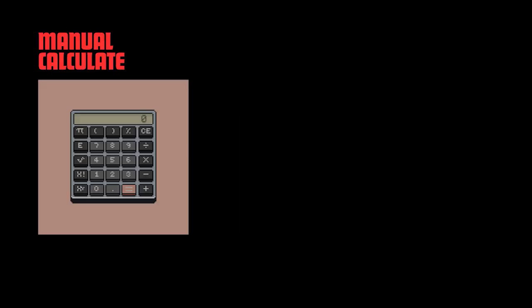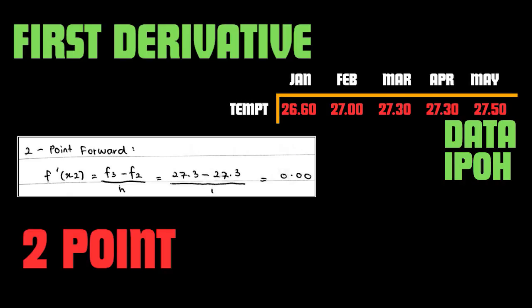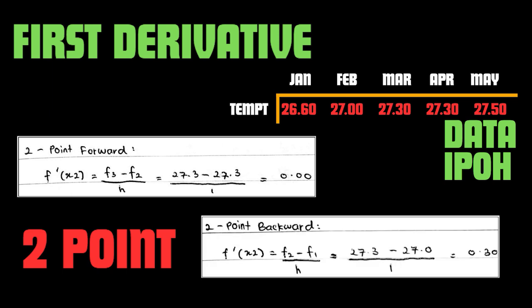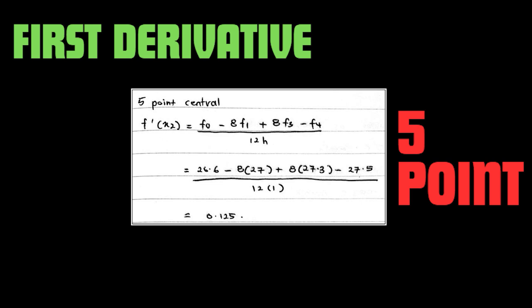To start, we manually calculated the first derivatives using several finite difference methods. The 2-point forward and backward estimate the change using two neighboring values. The 3-point methods offer better accuracy using more data, and the 5-point central difference is used as our reference method due to its high accuracy.